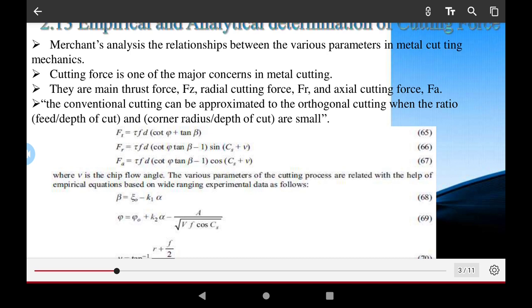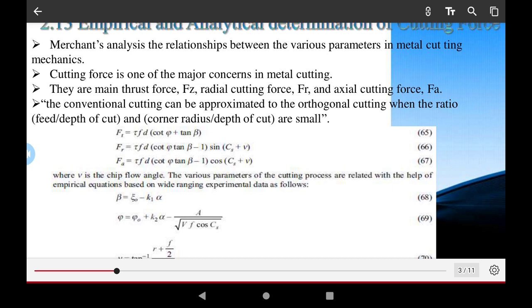For Fr, the thrust force is tau Ft, with cot beta and tan beta minus 1 and sin Cs plus v. Cs is the shear force and v is the velocity, and Fa is the friction force, tau ft on cot phi plus tan beta minus 1 and cos Cs, where v is the chip flow angle and various parameters used in this and other metal cutting operations.